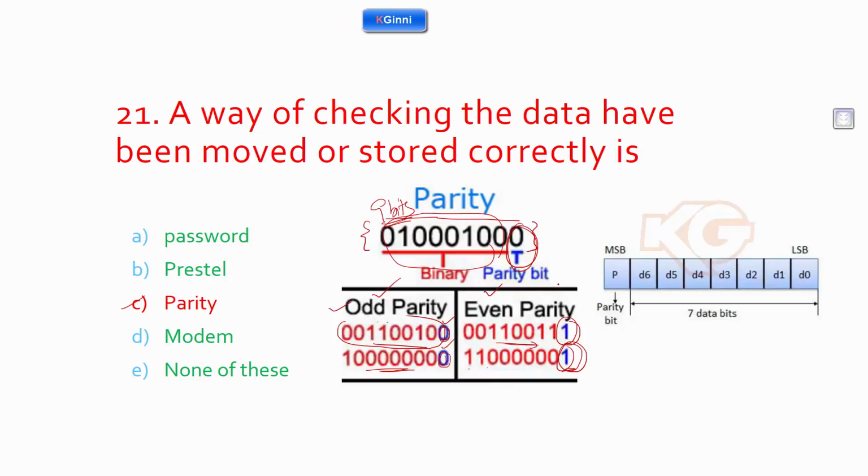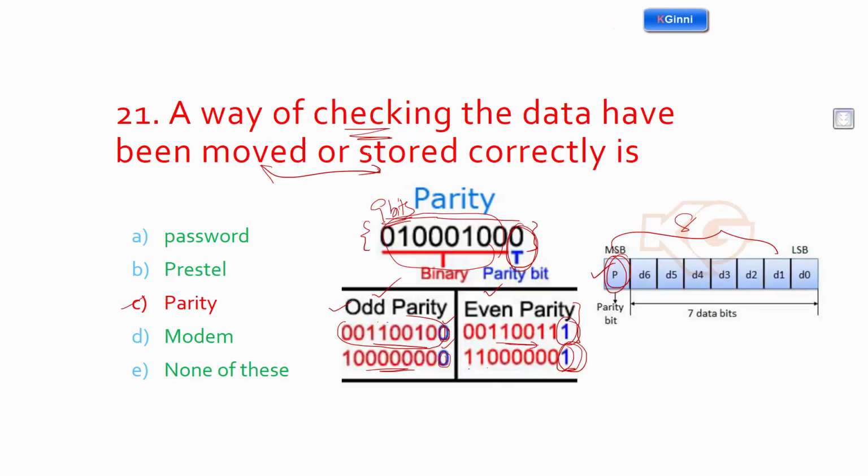So these are the different scenarios you are following. But in this case, the parity is an 8-bit total: out of 8 bits, 7 bits are used for data and 1 bit for parity. So always remember, this parity bit is used for checking as well as verification while you are moving or storing data.